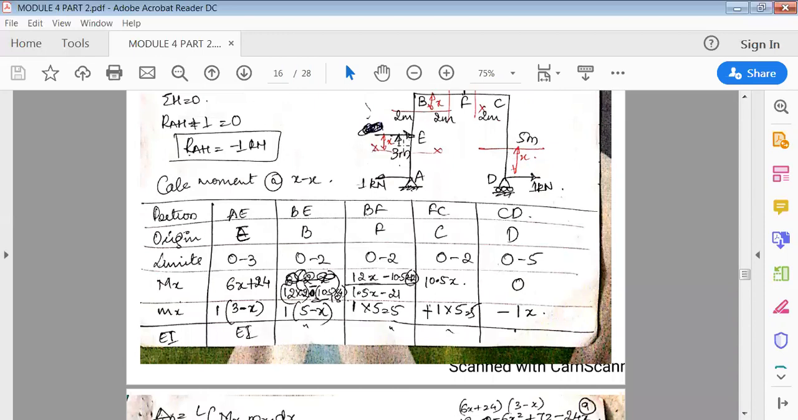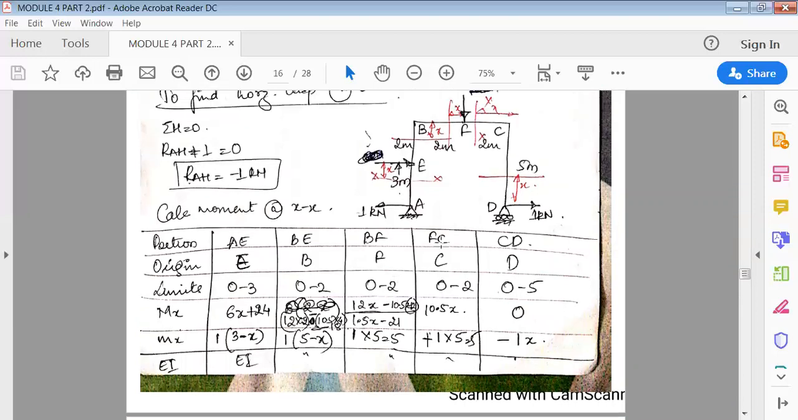Then we calculate small mx. At this portion, the 1 kilonewton is here, and we're cutting the section here. It is 1 into the total distance 3, so 3 minus x. Next, 1 into the total complete distance, which is 5, so 5 minus x, because we want only this distance here. So 1 into 5 minus x. Next, similarly, in the BF portion, we cut the section here.